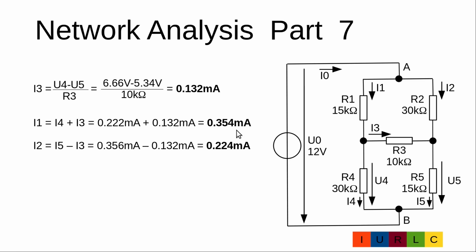And we see I1 is equal to I5. The small difference is caused by the rounding error. And I2 is equal to I4, and here also the small difference is caused by the rounding error. This is a proof that our calculation is correct.